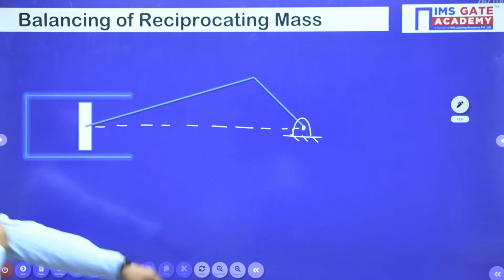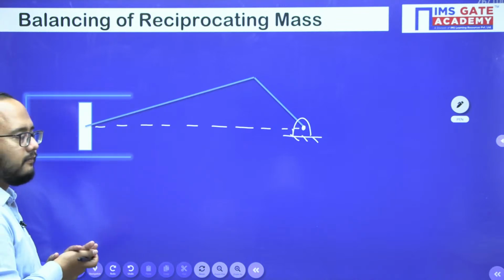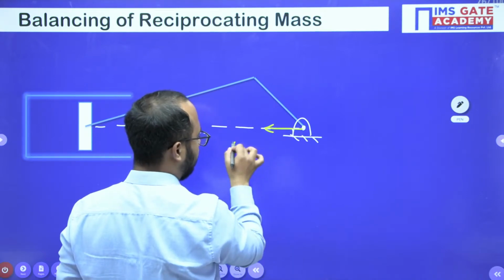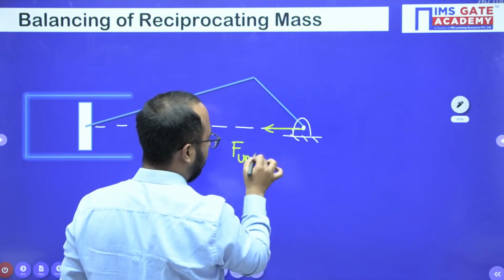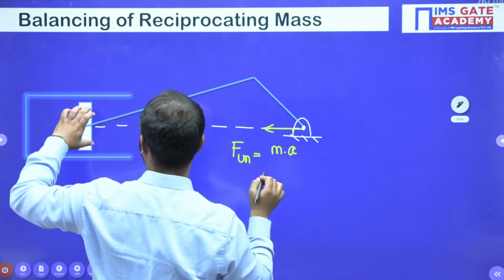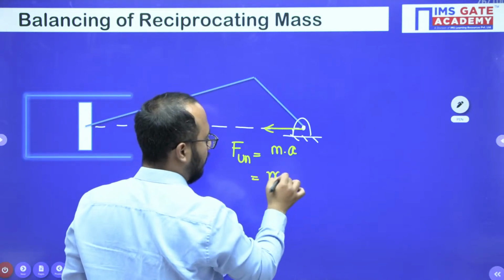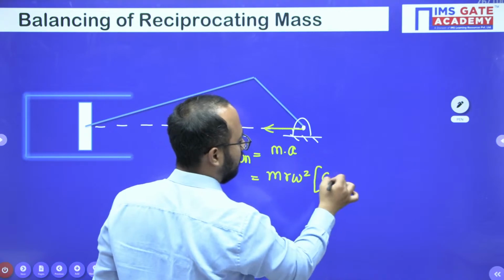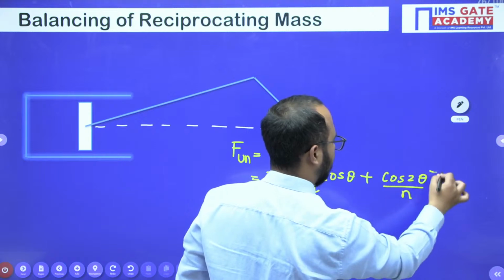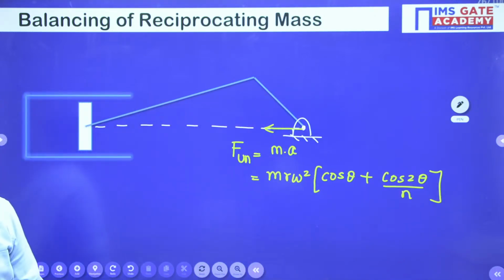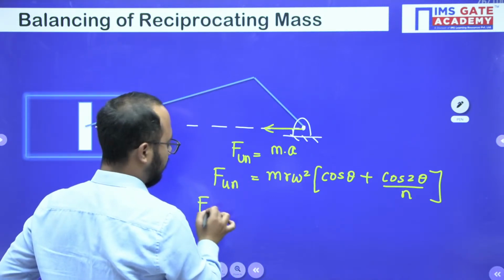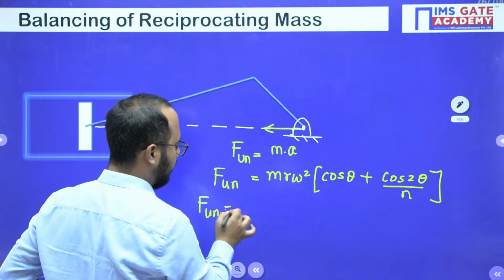So what will happen in this case, everyone try to understand. There will be an acceleration, or the unbalanced force that will be acting on the frame, which is nothing but the mass multiplied by the acceleration. Mass of the reciprocating link we are taking, m r omega square (cos theta plus cos 2 theta divided by n). Now this is the unbalanced force here. Please remember this point. If I open up this bracket here, I will get this.